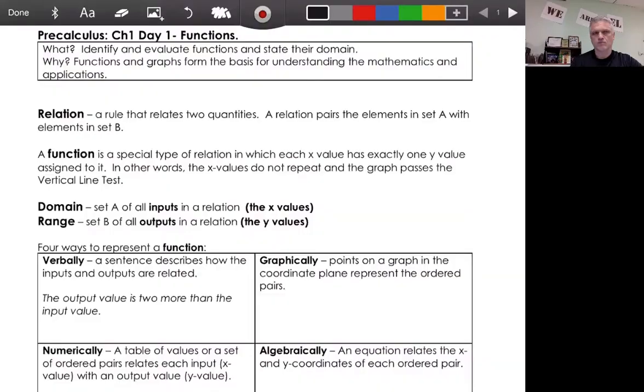Precalculus, Unit 1, Day 1. Let's start it off right now. Day 1, we're talking about functions.